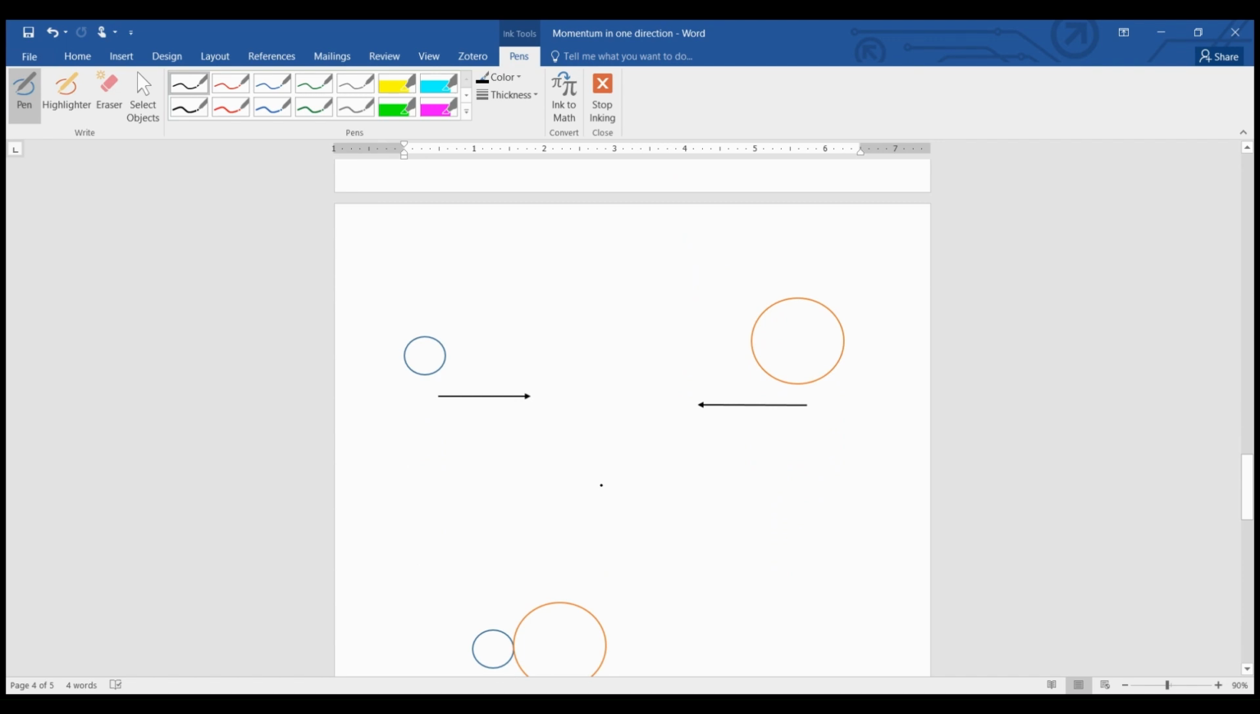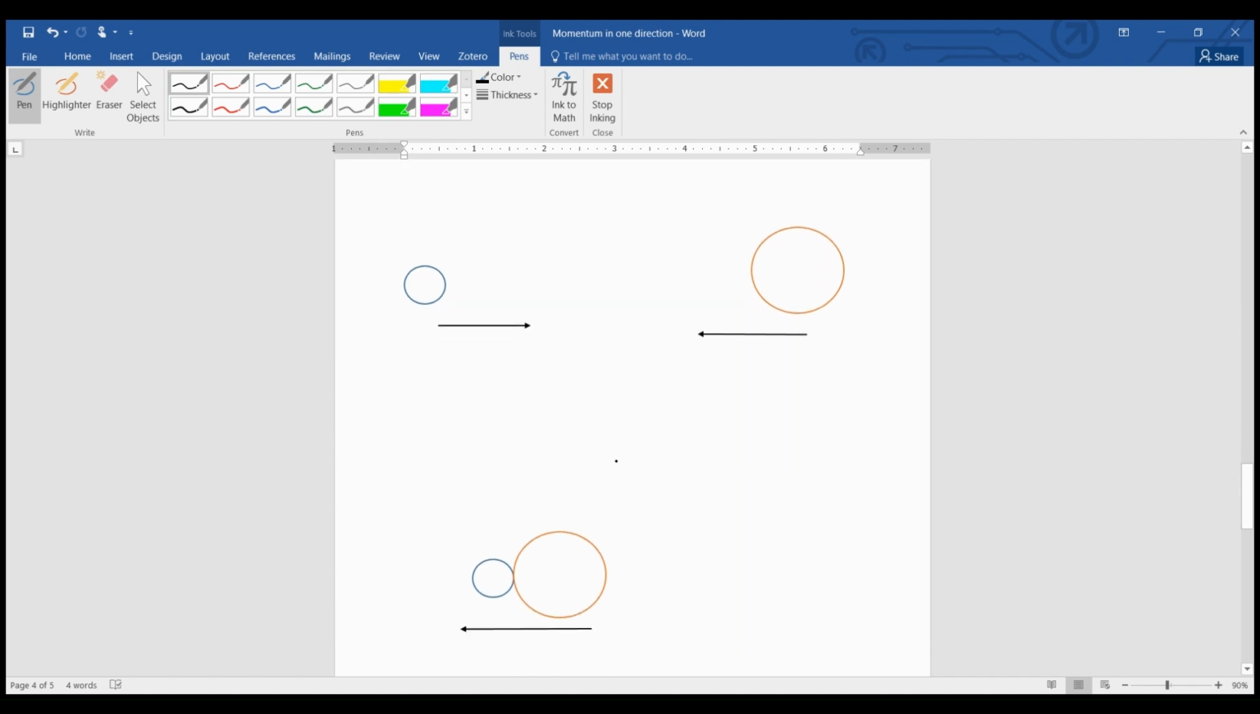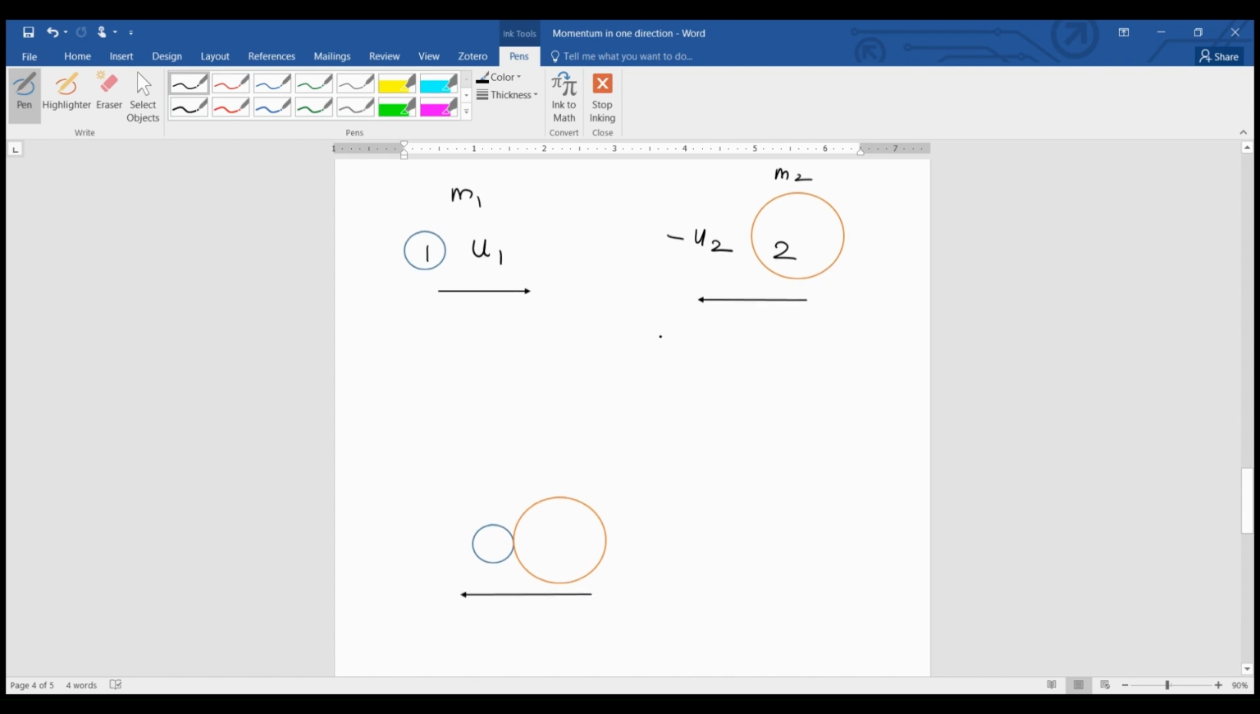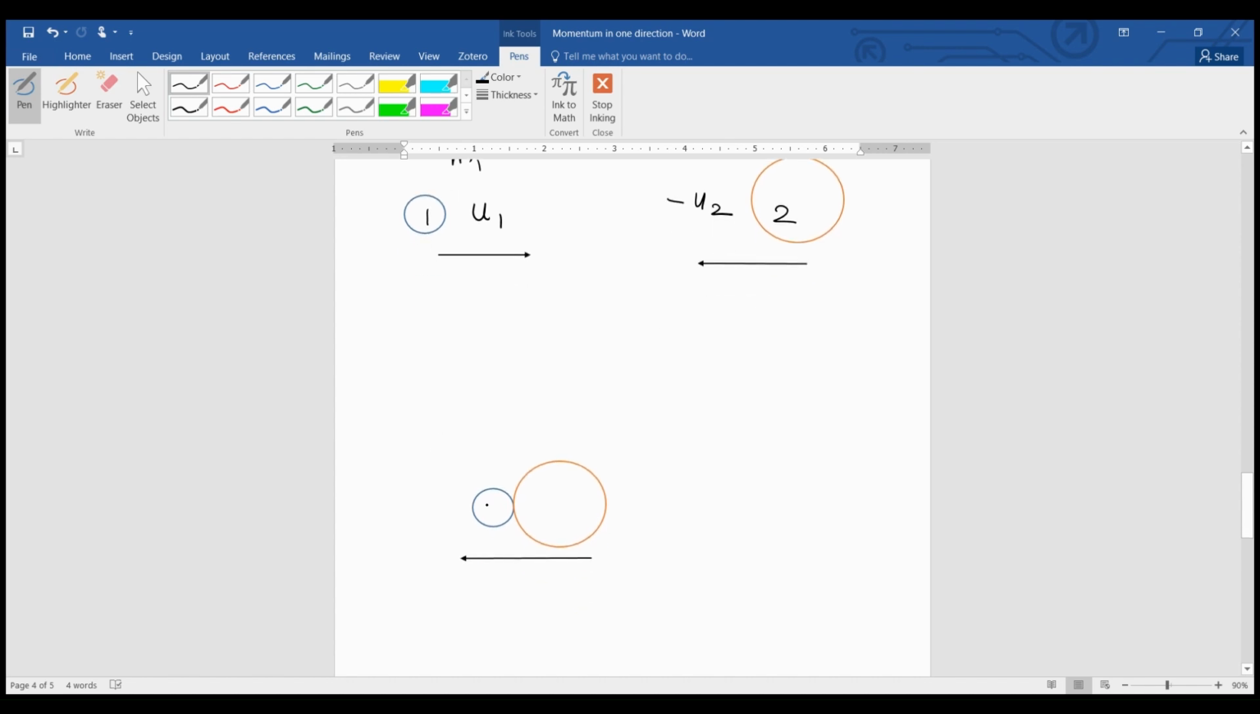Now this is another example where objects 1 and 2 are moving in the opposite direction. Let us again consider the masses to be m1 and m2. Object 1 has a velocity of plus u1 before collision, whereas object 2 has a velocity of minus u2 before collision. After collision, what's happening here? Both objects 1 and 2 are stuck together and they're moving to the left. So both have a velocity of negative v.